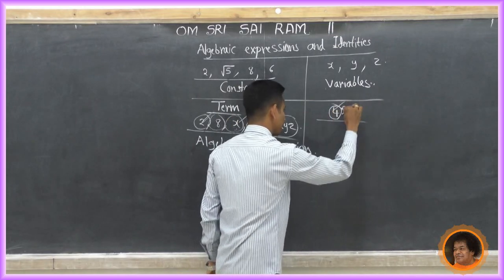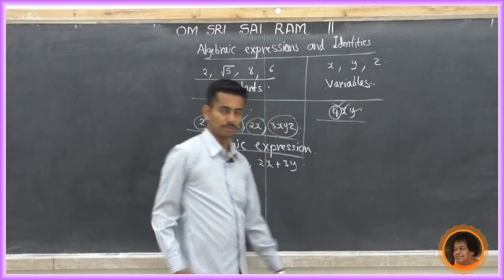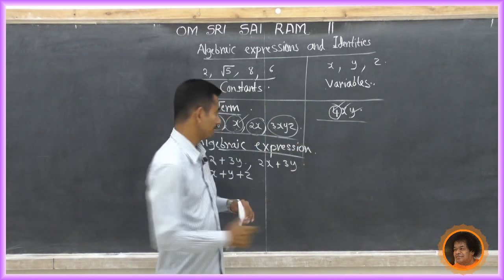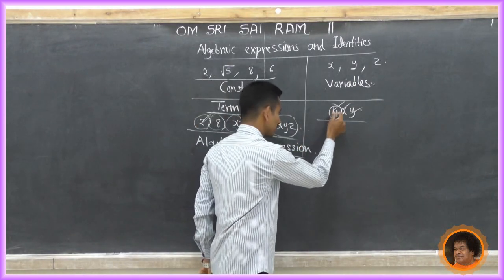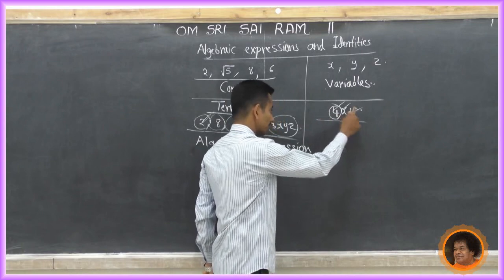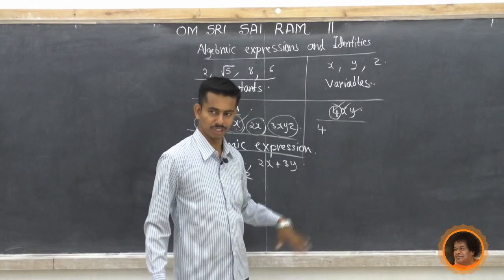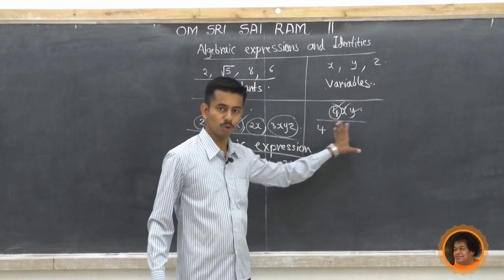In 4xy, 4 is a constant, x is a variable, y is also a variable. So which one is called numeric coefficient? Numeric means number. So x and y, these are variables. In 4xy, 4 is called the numeric coefficient, or we simply say it is a coefficient.